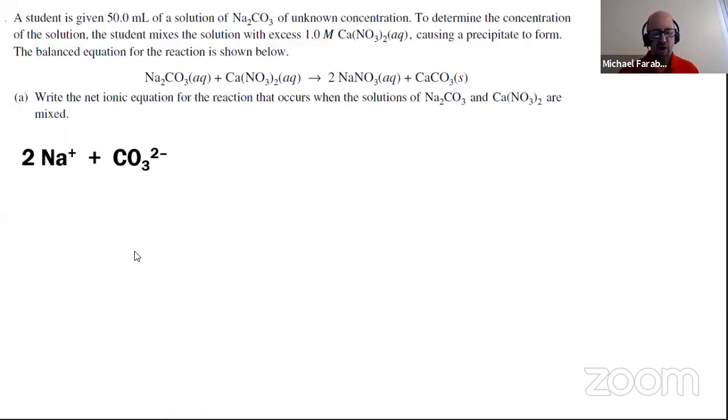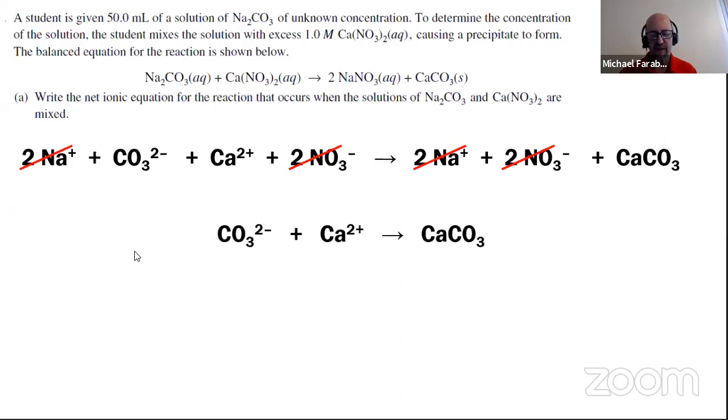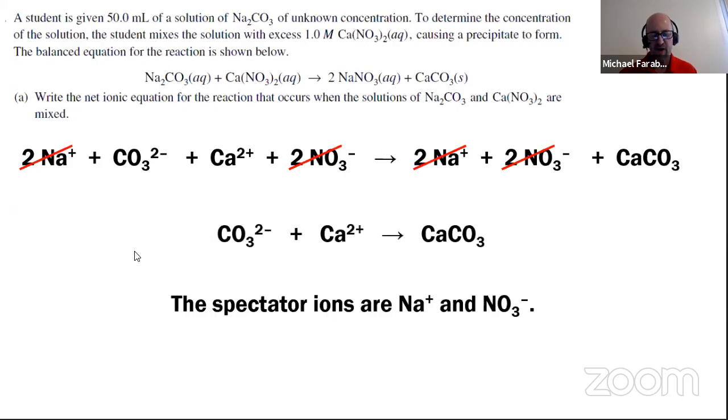All right, the net ionic equation would be, if I see an aqueous ionic compound, let's split it up. I see 2 aqueous ionic compounds, we'll go ahead and split them up. And I see an aqueous ionic compound on the right, let's go ahead and split that up. And then finally, calcium carbonate, they say S for solid, that is insoluble, that's a precipitate, so I'm not going to split that up. Cross off the spectator ions. So part A, write the net ionic equation for the reaction that occurs when these solutions are mixed, and there is your answer. The spectator ions are sodium and nitrate.